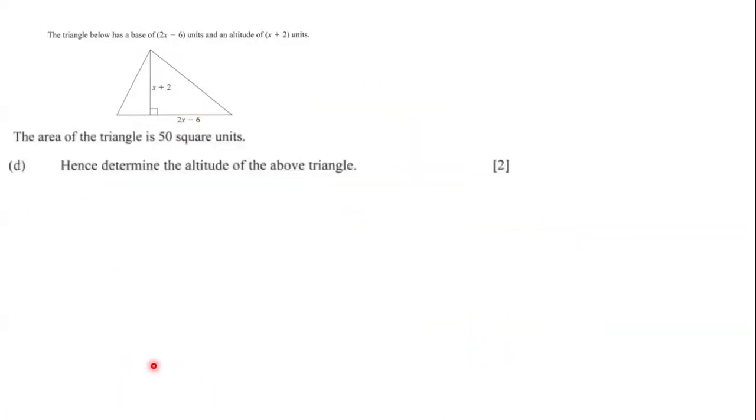Now, the next question says, the area of a triangle is 50 square units. We already know that. Hence determine the altitude of the above triangle. So based on what we figured out in our previous question that x is equal to 8, they're telling us to figure out what the altitude is. Now, what is the altitude? The altitude is x plus 2. But what is x? Well, x is 8, and so it's going to be 8 plus 2. And so that means that the altitude is 8 plus 2, which is 10. So it's going to be 10 units. And that's the answer to this particular question.